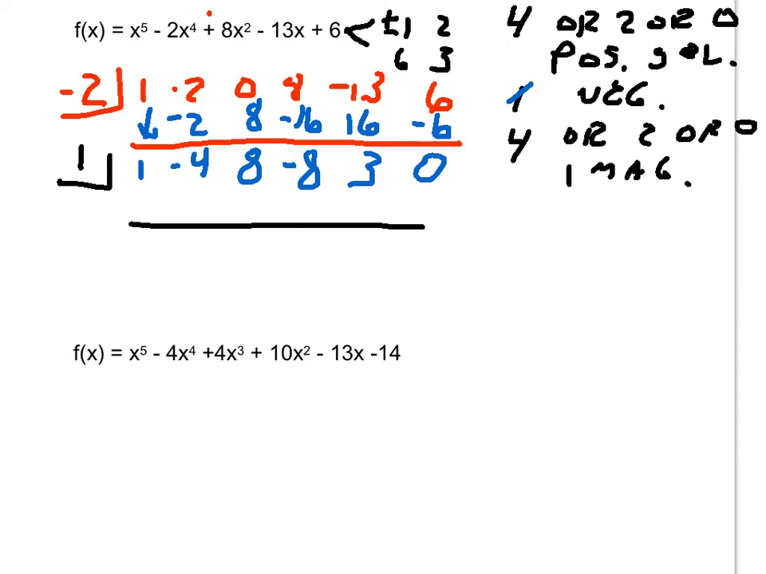Now this time I should get a 0 in this box if it works. So I'm going to bring down the 1. Multiply, add, and get -3. Multiply -3, add it down, I get 5. Multiply, well, 1 times 5 is 5, add it down, we get -3. Multiply, 1 times -3 is -3, add it down, we get a 0.